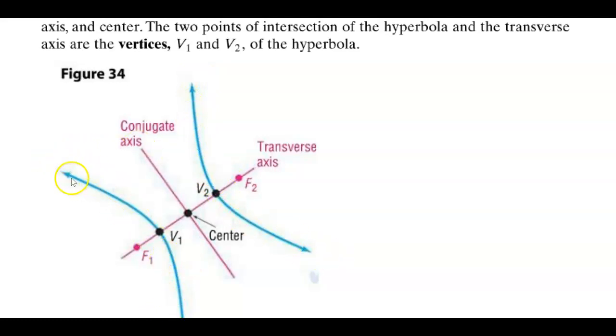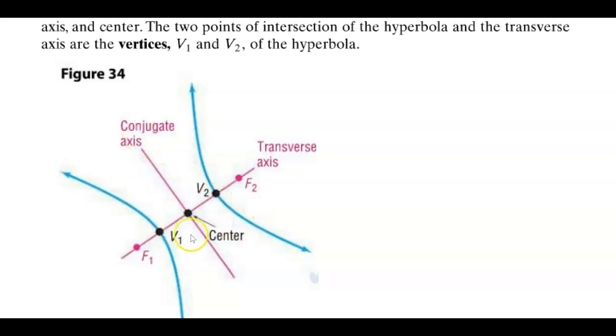It's going to have two pieces to it. They look kind of like parabolas, but they're not. They're going to come in pairs. And we're going to have this thing called a transverse axis. The transverse axis is going to go through the foci, and it's going to go through the vertices, and it's going to go through the center. So notice with this that the center is actually between the two vertices.